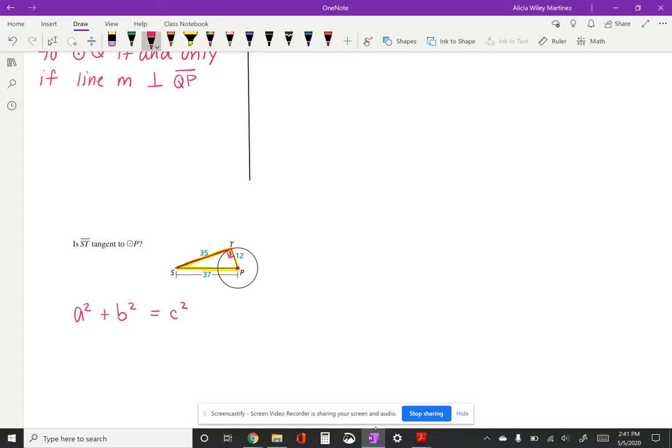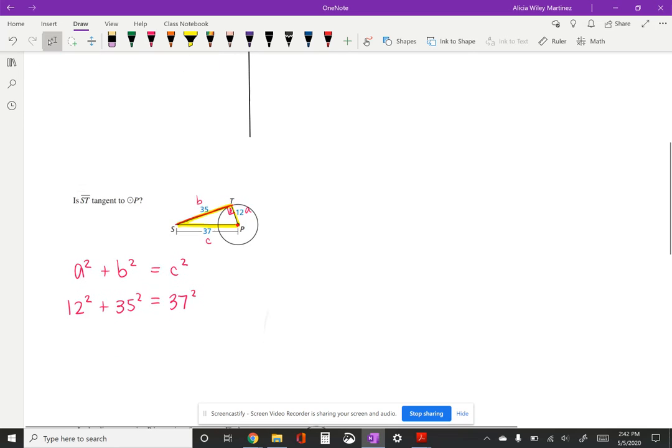So remember that your hypotenuse is always represented with C. That would be the side opposite the right angle. So my value of C is going to be 37. And then our legs are the two sides that intersect to make the right angle. So one of our legs is going to be 12. The other leg is going to be 35. So I will have 12 squared plus 35 squared equals 37 squared.